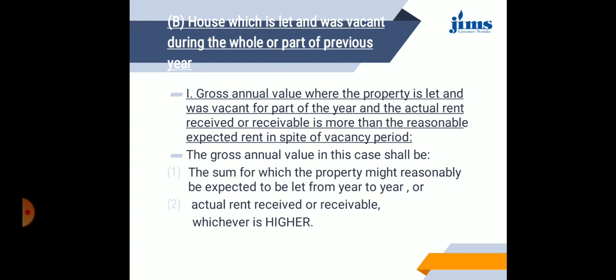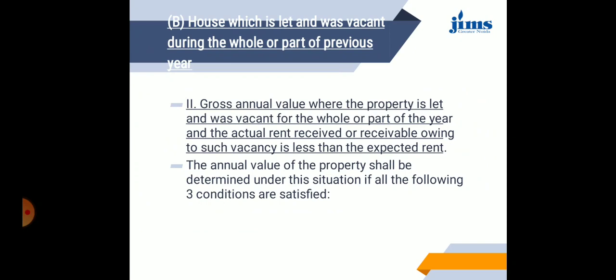This is the condition where a house is let and was vacant during the whole or part of the previous year. First, the gross annual value, where the property is let and was vacant for part of the year and the actual rent received or receivable is more than the reasonable expected rent in spite of the vacancy period. In this, the gross annual value will be the sum for which the property might reasonably be expected to be let from year to year, or the actual rent received or receivable, whichever is higher, that will be taken as the gross annual value of the house property.